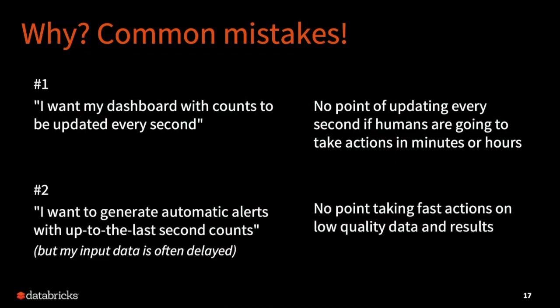Second pattern I've seen is that I want to generate automatic alerts on aggregated values and stuff. Okay, not a dashboard, but automatic alerts. But the fine print is that most of my data is very delayed, over hours and stuff. So then that begs the question, does it make sense to generate alerts within seconds or milliseconds if the quality of your aggregation is low because your data is mostly delayed? So does it make sense to generate the alerts at that low latency?